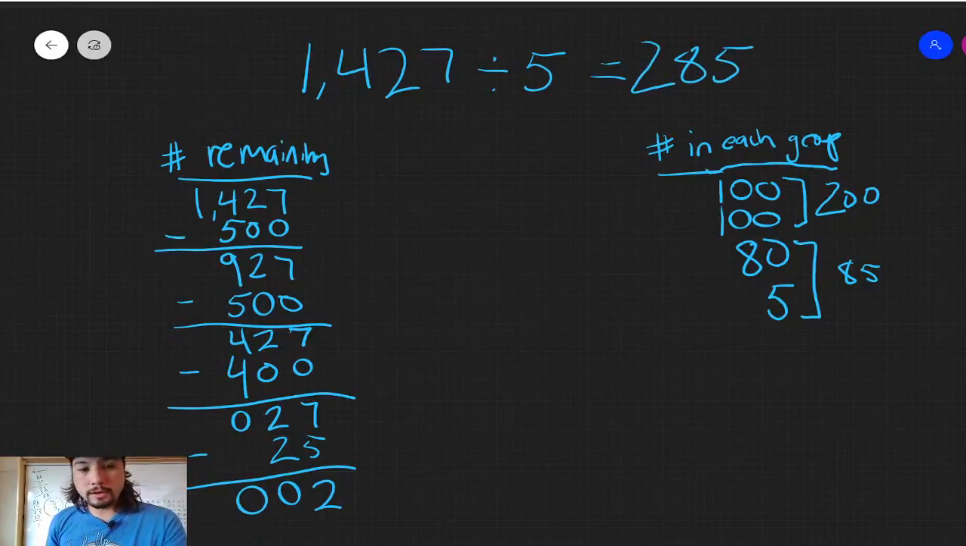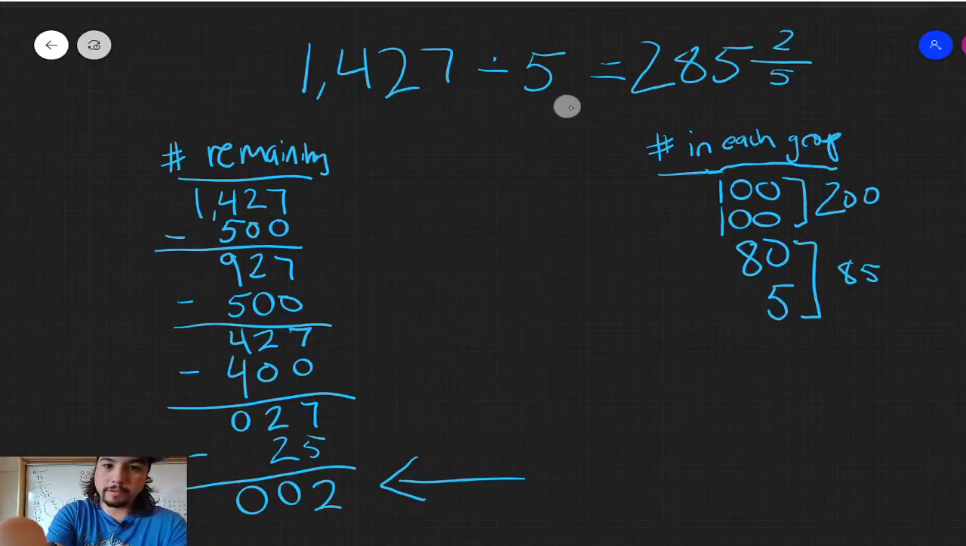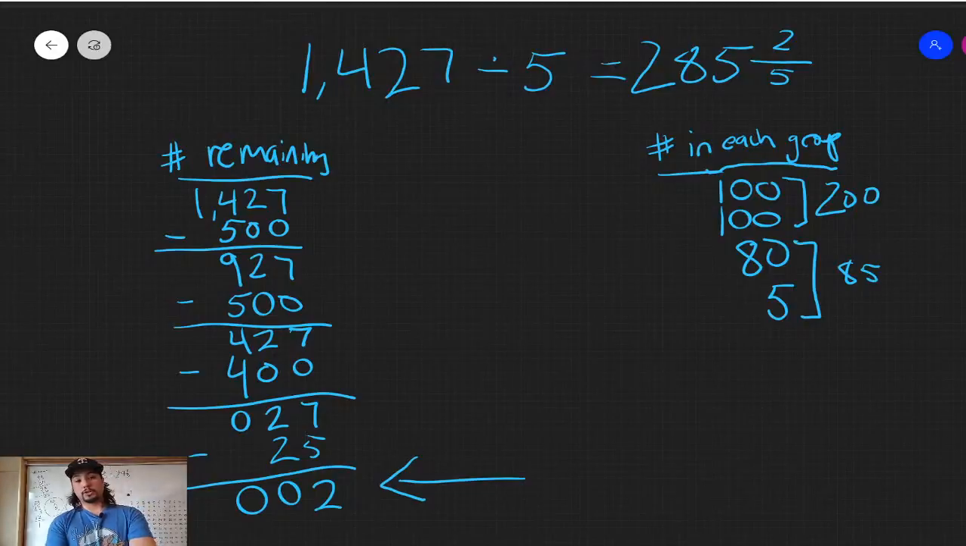And then our remainder, how much do we have left? 2, remainder 2. Or take our remainder, make it a numerator. Take our divisor, make it the denominator. 285 and 2/5. Because if we were to take those two units remaining, break each one of them up into fifths, we could put 2 pieces in each, giving us 285 and 2/5.